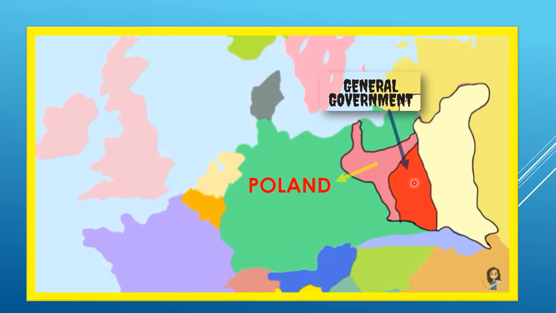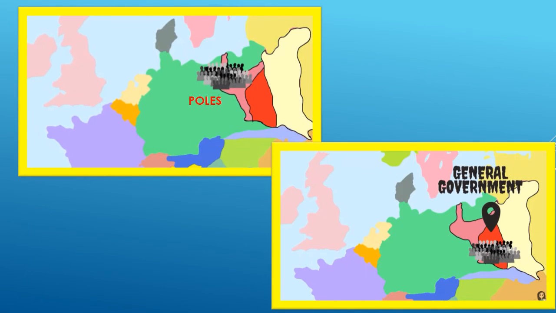Okay, and the pink area was meant for all the ethnic Germans who belonged to the Nordic Aryan race. So children, you can see here in this map that all the Poles were forced to leave their homes and properties and were herded like cattle and made to stay in this red area called the General Government. So this red area became a destination for all the undesirable and the racially inferior races to stay in.